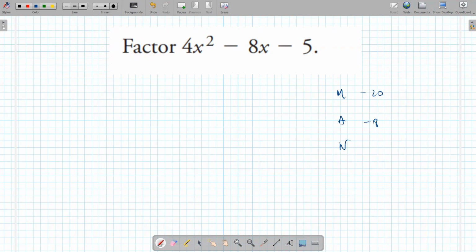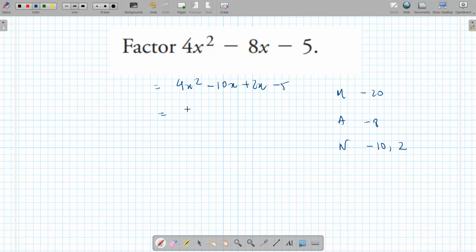So it should be negative 10 and positive 2, okay? Because it should add up to a negative number. That means the bigger number is going to be negative. So negative 10 and positive 2. Now the a value is no longer 1. No shortcuts. You have to factor this by grouping, which is not terribly difficult. It's just one extra step. You're going to break down the negative 8x into negative 10x plus 2x.